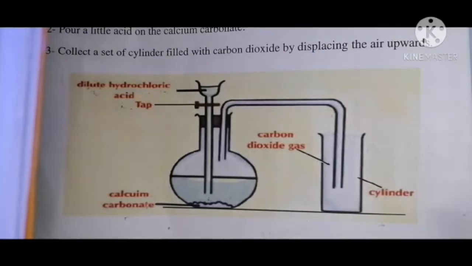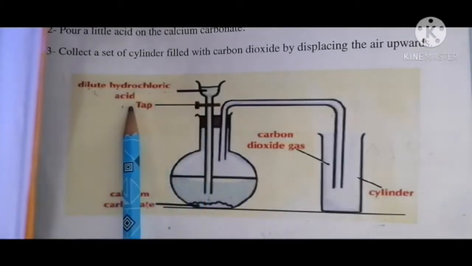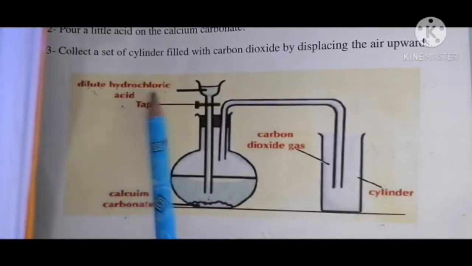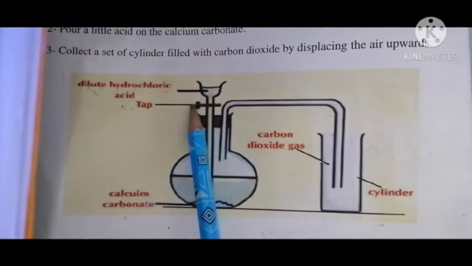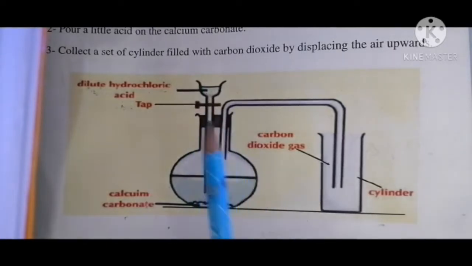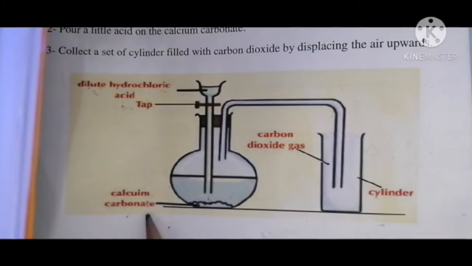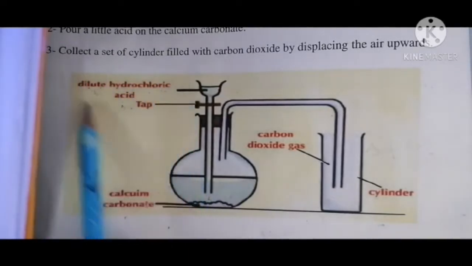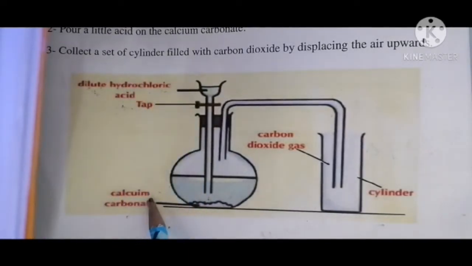So here I'm going to add water to the hydrochloric acid. It's going to be dilute hydrochloric acid. It is a liquid. I'm going to pour it from here. Here is a tap. I'm going to open the tap. It is going to be dropped over something called calcium carbonate, which is powder or solid. It is going to react with the dilute hydrochloric acid and carbon dioxide gas is going to be formed.